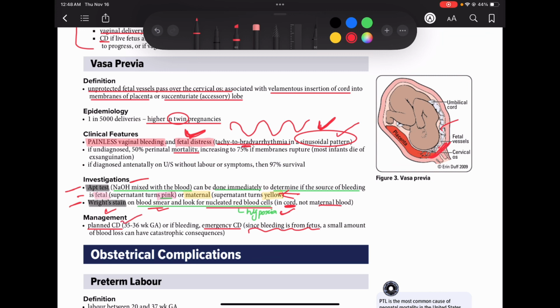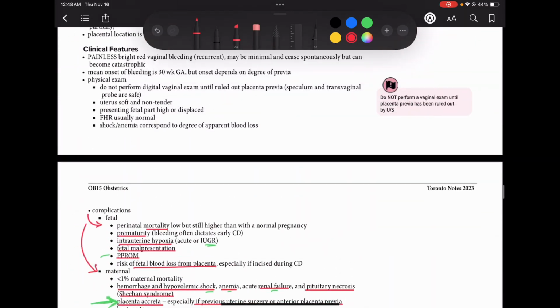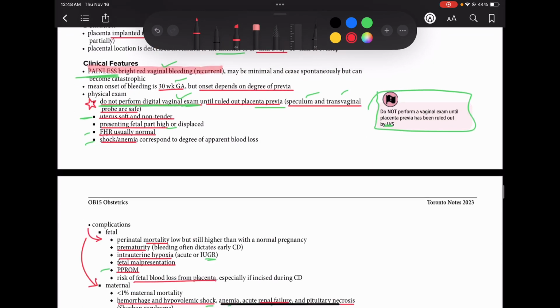How would you manage vasa previa? Planned cesarean delivery at 35 to 36 weeks, or if bleeding, then emergency cesarean delivery, since bleeding is from the fetus. That is why we see fetal heart rate tracing of sinusoidal pattern and bradycardia, because the bleeding is directly from the baby.